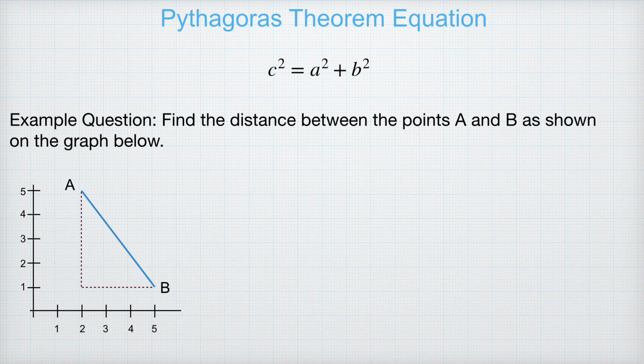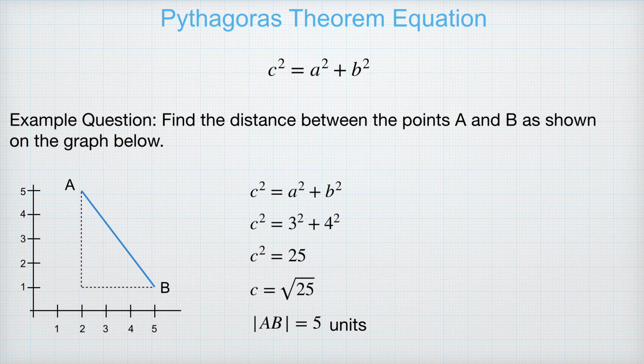These lengths can then be substituted directly into the formula, giving c squared is equal to 3 squared plus 4 squared. We must now simplify, giving c squared is equal to 25, and then c is equal to root 25. Our final answer, the distance from A to B, is 5 units.